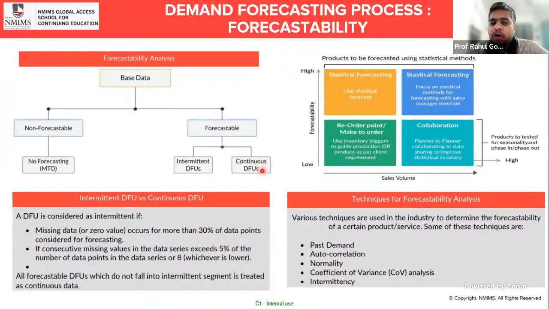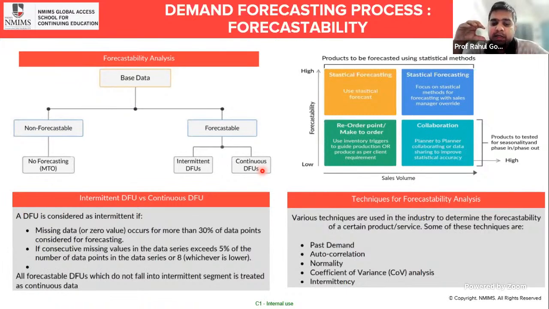Either these are continuous demand forecasting units. What are DFUs? Demand forecasting unit. It's nothing but an element which you are forecasting. So if you have planned to forecast at an SKU customer level, then the SKU customer combination is called a demand forecasting unit. If you have chosen to forecast at SKU national level, SKU national level is called a demand forecasting unit. So when you are analyzing the historical data, it can fall into two buckets.